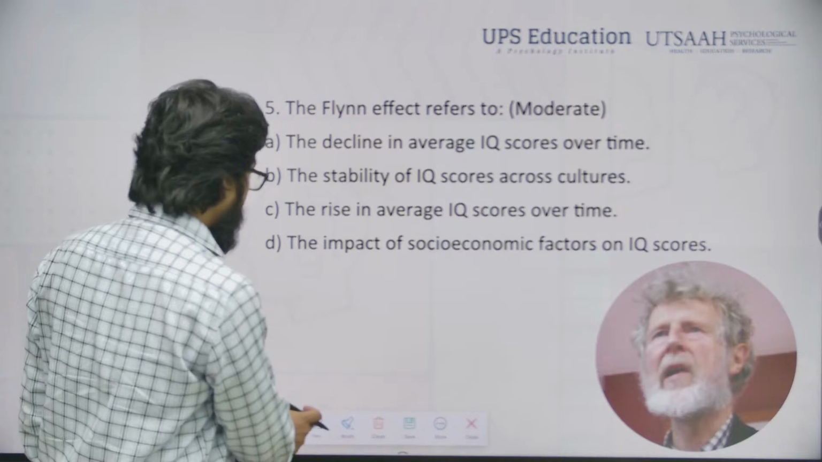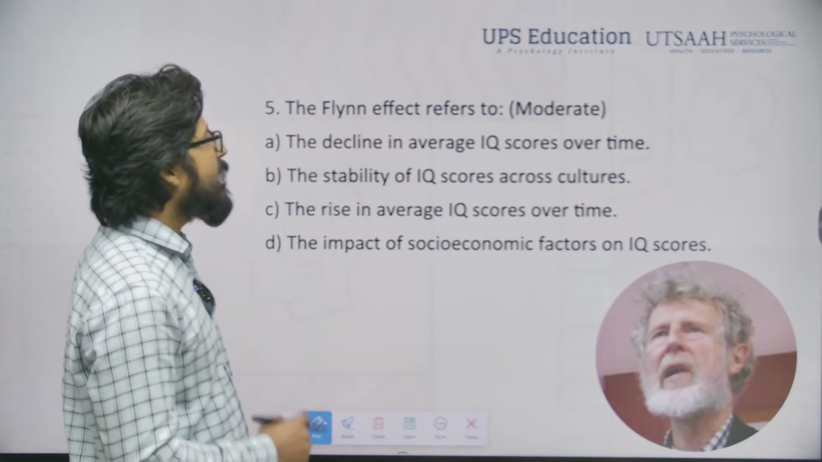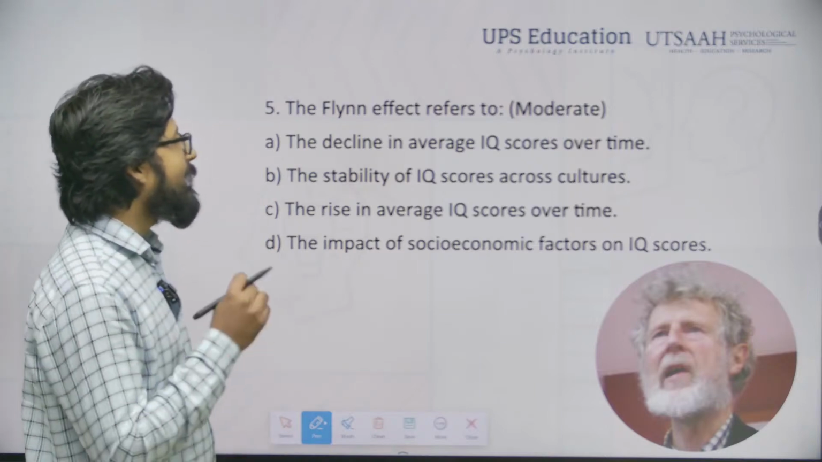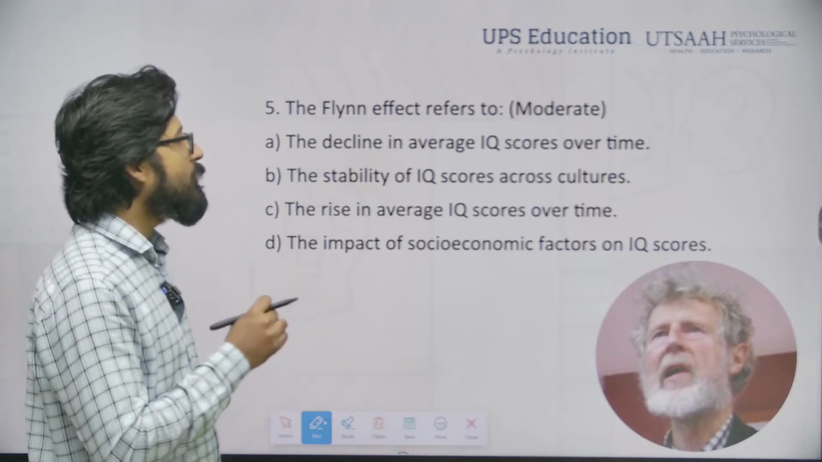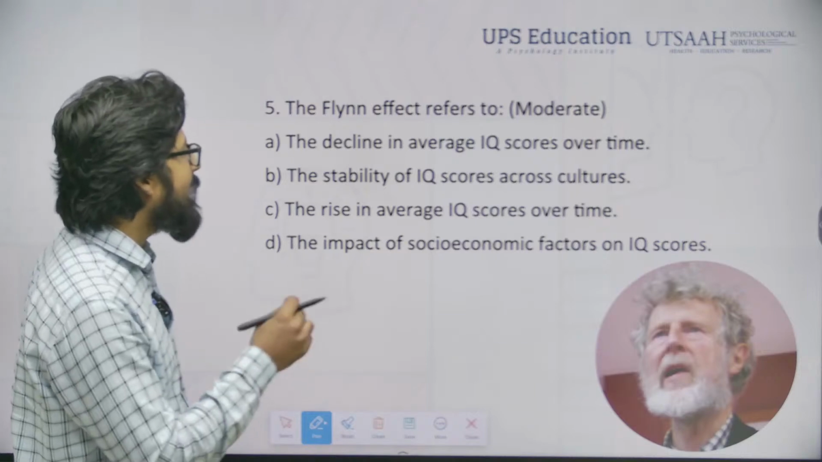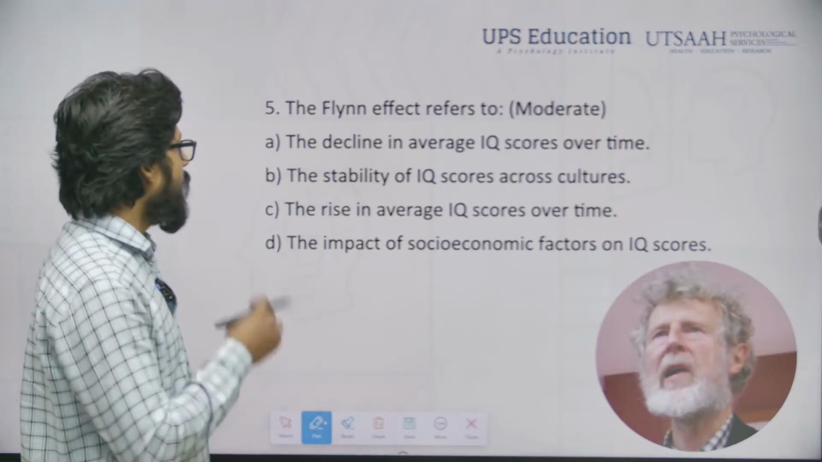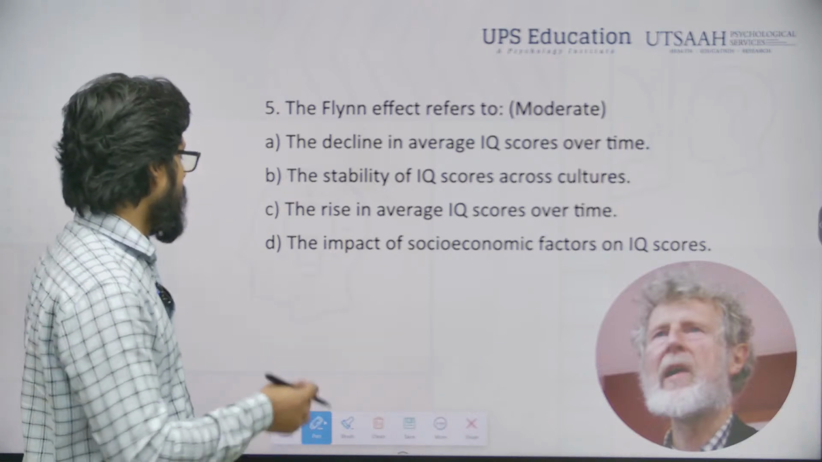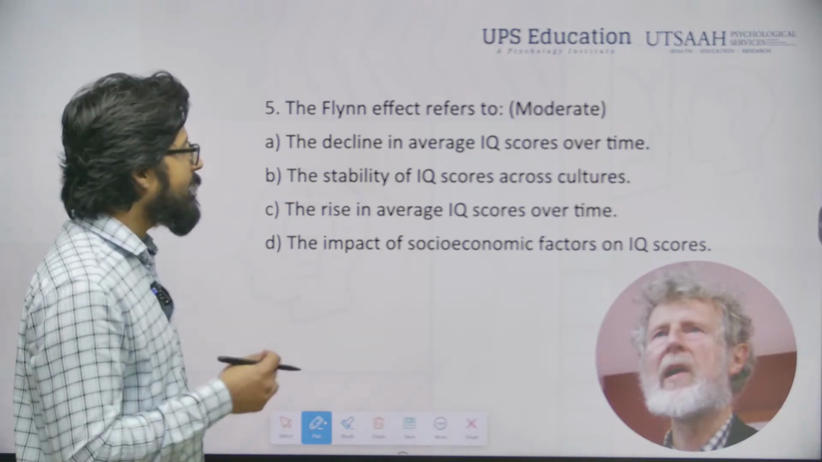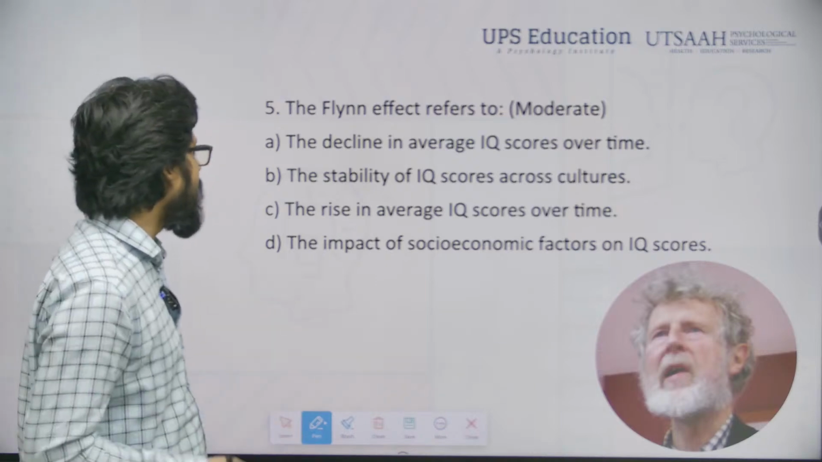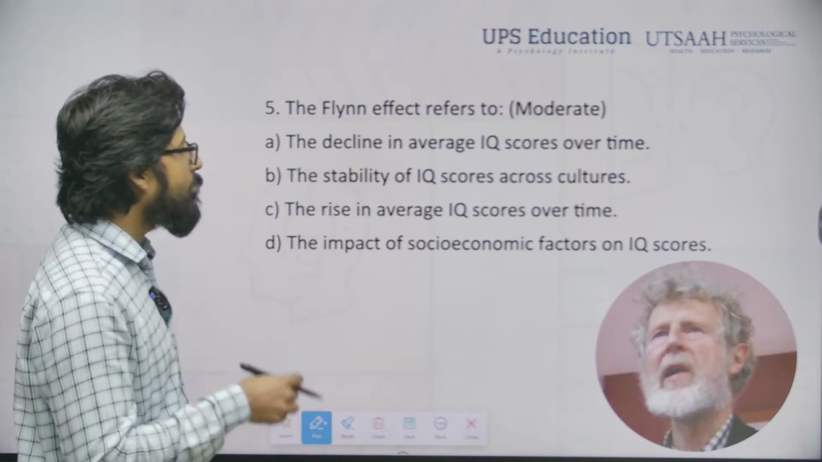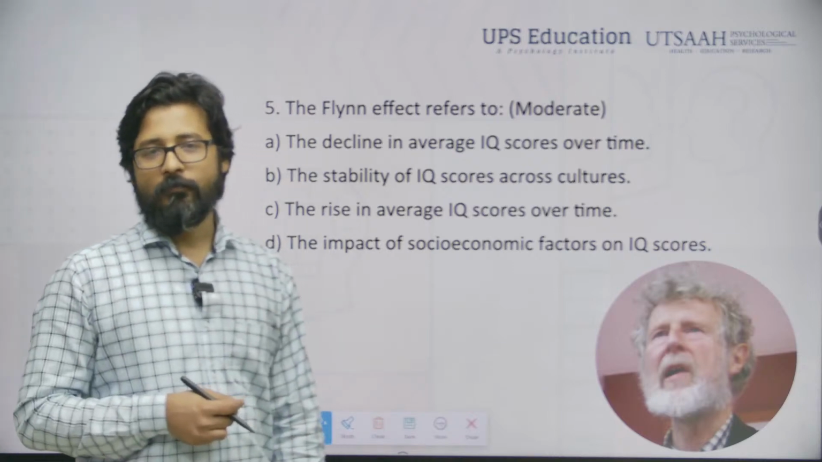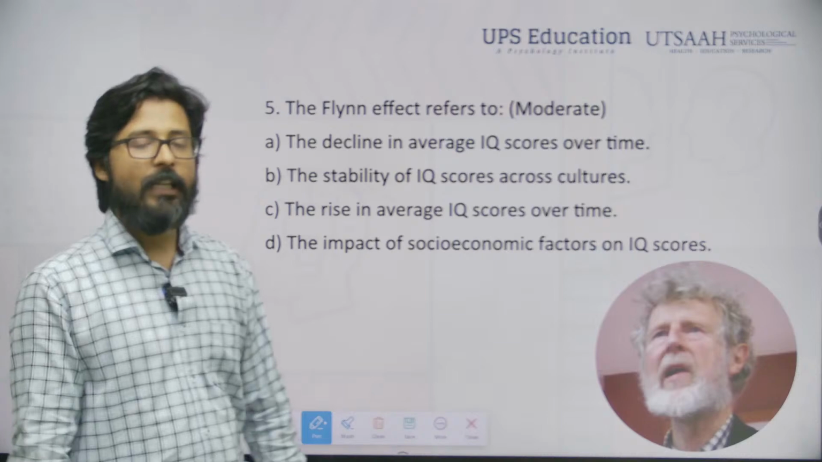Question number 5. The Flynn effect refers to, this is a moderate kind of question: A, the decline in average IQ score over time. Option B, the stability of IQ score across cultures. Option C, the rise in average IQ score over time. D, the impact of socio-economic factor on IQ score. I hope you are aware of the Flynn effect.